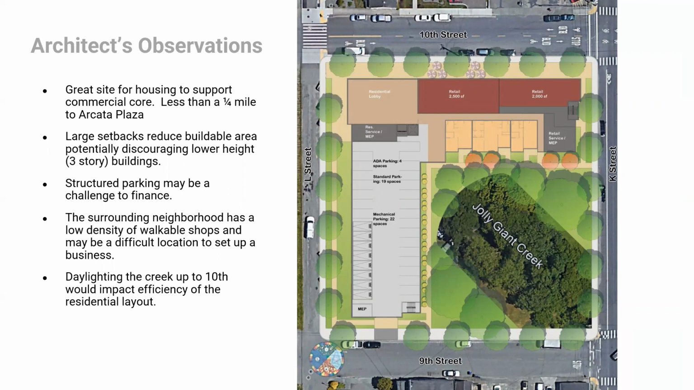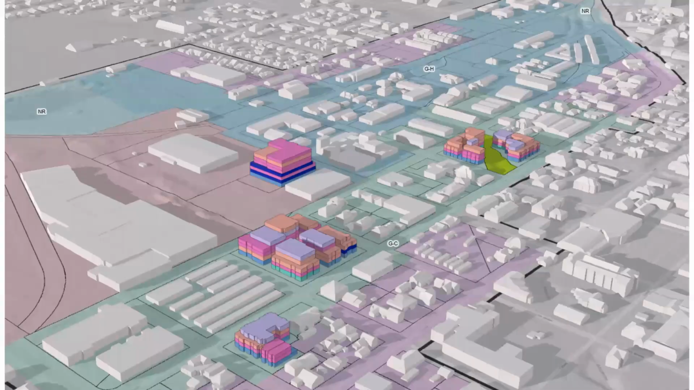They offered that the large setbacks that were in the draft code at the time, as well as the step backs, and the idea to daylight the creek would impact the efficiency of the build and would make it cost prohibitive. And so those were some of the recommendations they made on this site. Based in part on some of the recommendations that came out of this work, the Planning Commission ultimately did make their recommendation to reduce those setbacks to allow for larger building potential.